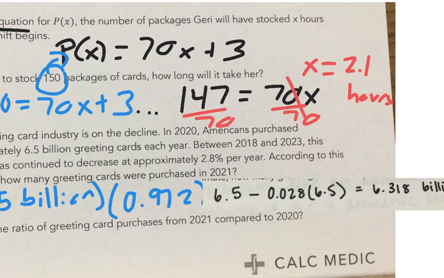Both work every time. If it was saying like 2022, would you have to do n minus, raise the percent to n minus 1? You could just raise the 0.972 to the... I got a second.